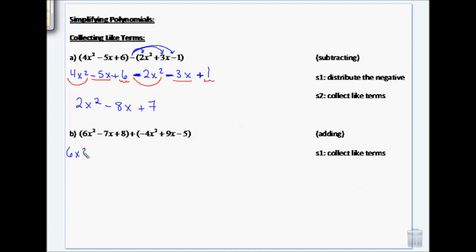Well, basically, I just get rid of the parentheses because it's addition, so nothing changes. Okay. And then I collect like terms. The x squareds are alike, the x's are alike, and the numbers are alike. So 6x squared minus 4x squared is 2x squared. Negative 7x plus 9x is positive 2x. And positive 8 minus 5 is 3.